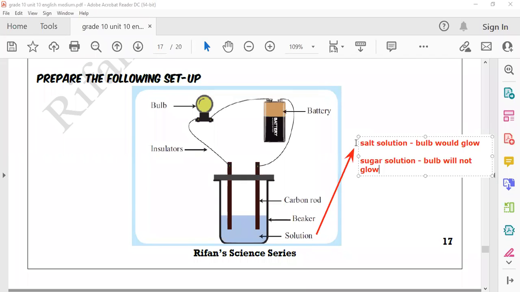Are you clear? Yes, sir. Clear. Simple, complete it.